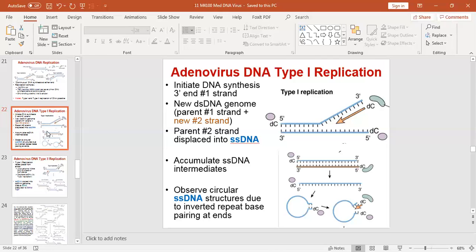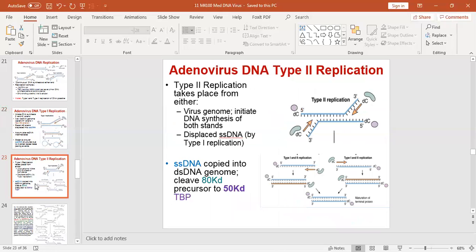The second parental strand, or strand number 2, just hangs out there. There's no replication going on from that strand. So we end up with a bunch of those accumulating as intermediates inside of the cell. Initially, they're linear, but due to terminal inverted repeat base pairing, they will circularize. So we see a lot of circular single-stranded DNA structures.